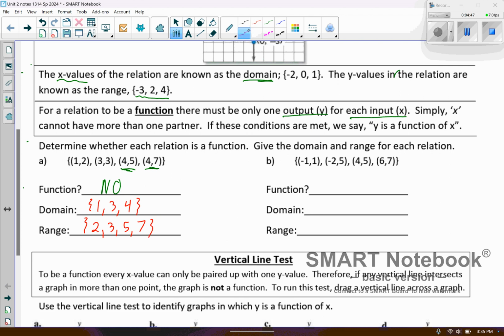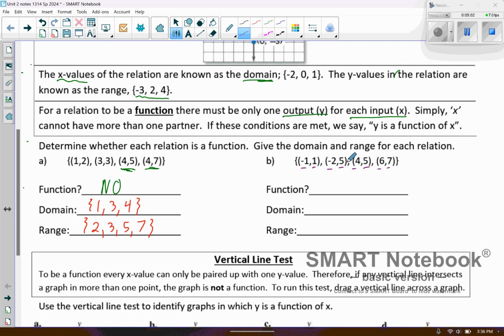Okay, looking at example B, so let's see, if I plug in -1, I get 1. If I plug in -2, I get 5. If I plug in 4, I get 5. If I plug in 6, I get 7. Let's see, is this a function? You might be thinking, no, it's not.